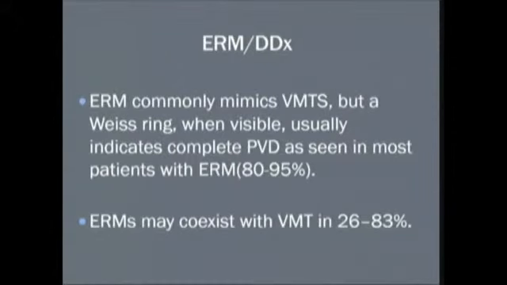So epiretinal membrane can mimic VMT, but a Weiss ring, when visible, usually indicates complete PVD, as seen in most patients with epiretinal membrane, which is found in 80 to 95% of cases. Epiretinal membranes may coexist with VMT in 26 to 83% of cases.